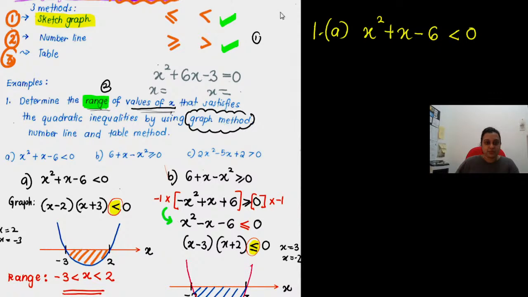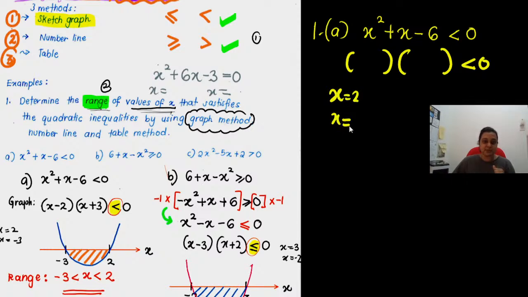Let me show this. How to solve the inequality? You can use your calculator. Find the roots value first. Since last week we already did the working, can you see here the working? I'm just going to copy that. So the answer that you will get is x equals 2 and x equals -3.